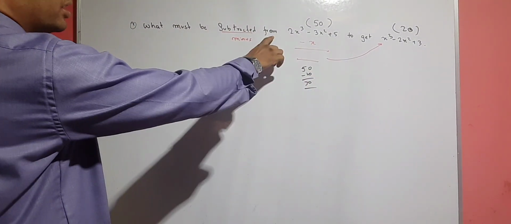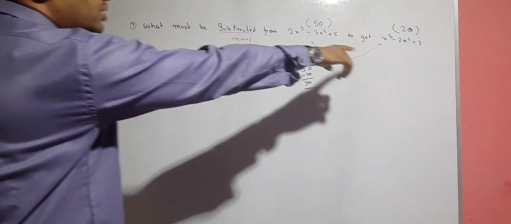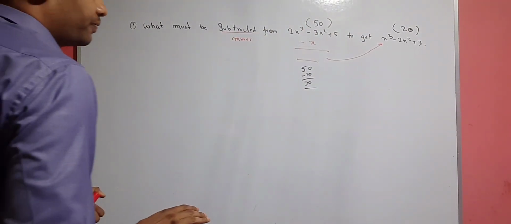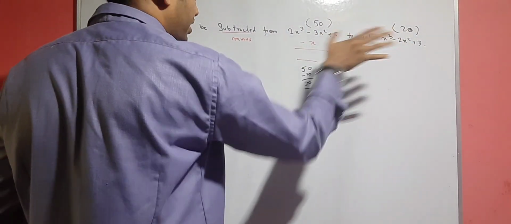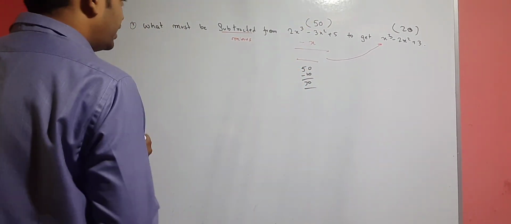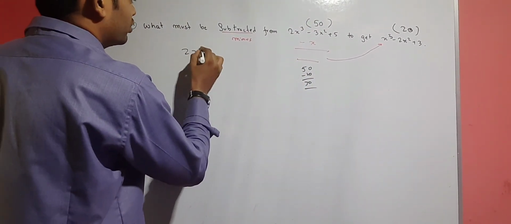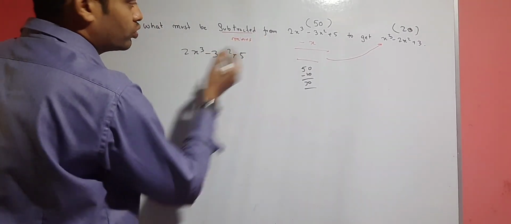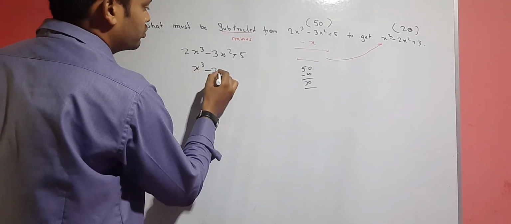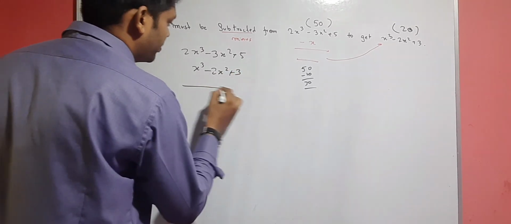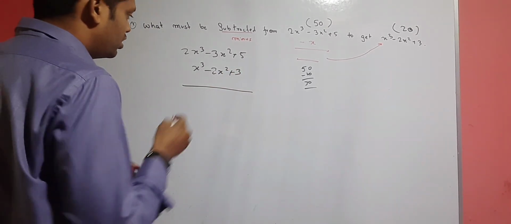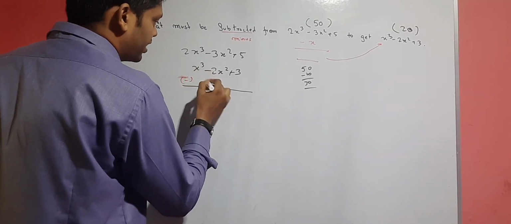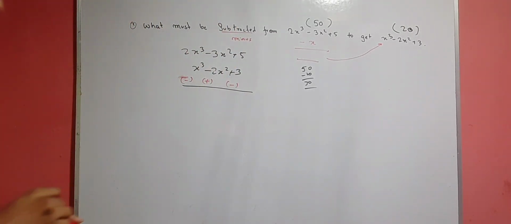What must be subtracted from this one to get this one means this one minus that one. For example, you can do it directly like that. So you can write 2x cube minus 3x square plus 5 subtracted. First you copy this one, x cube minus 2x square plus 3. Now, subtracted, when I told you, the signs will change. So plus becomes minus, minus becomes plus, plus becomes minus. Now you do the sum, you get your answer.